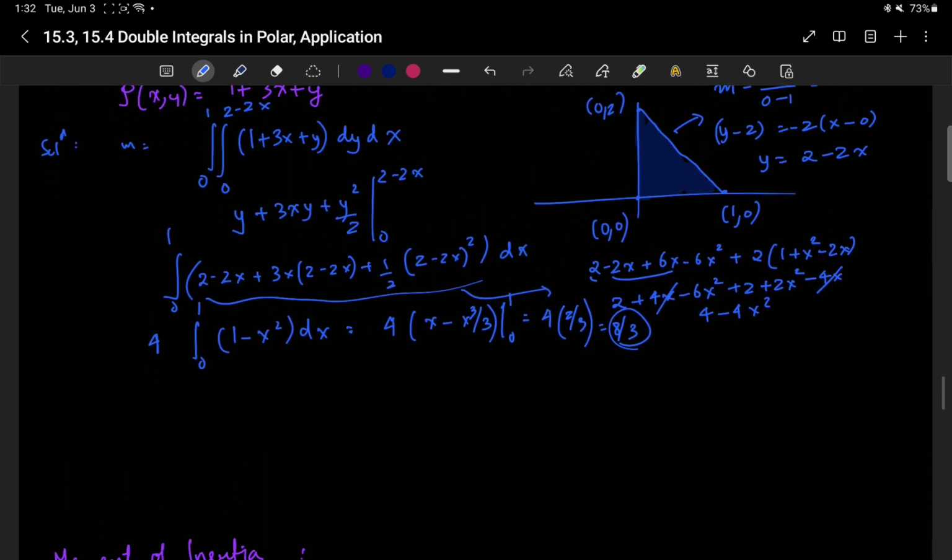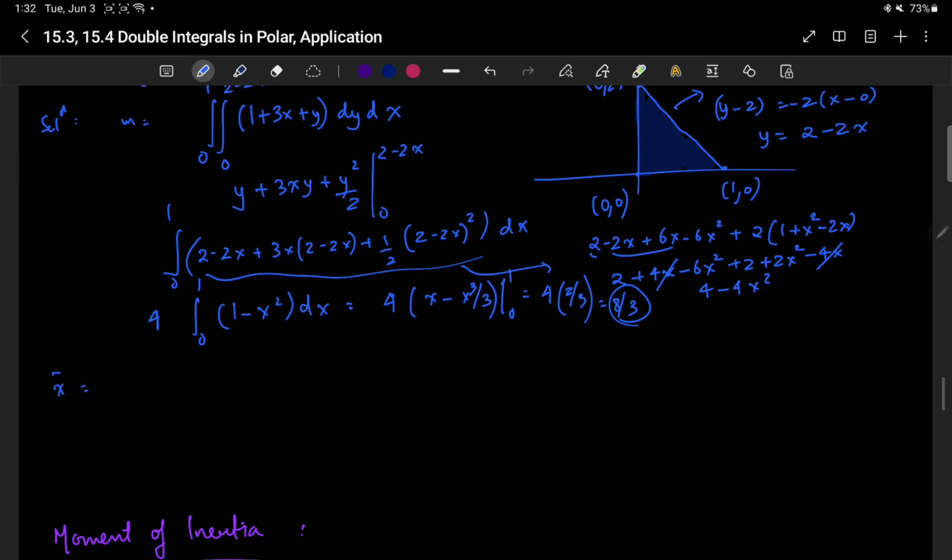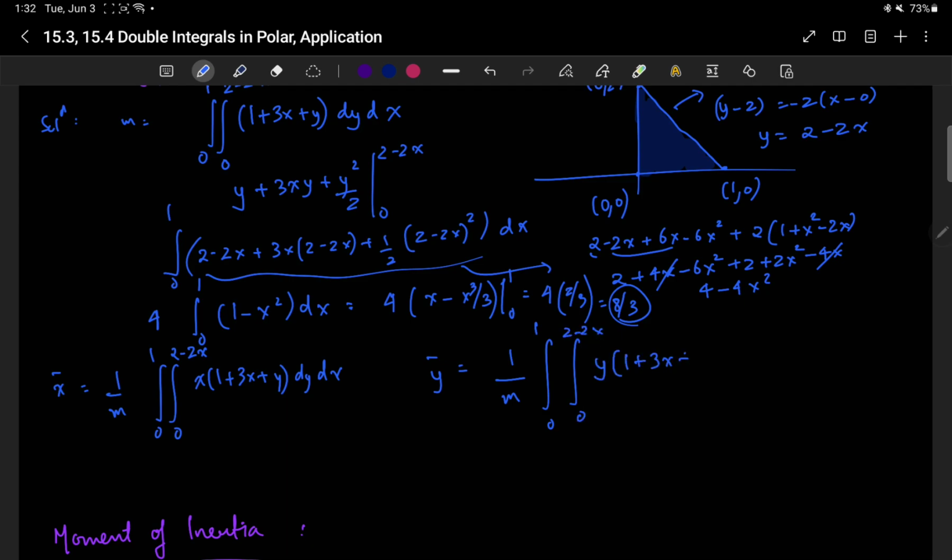Now, we need to find the center of mass. So for the center of mass, we will have a 1 over m. We will have a double integral of x times (1 plus 3x plus y) dy dx. And these limits are going to be the same, 0 to 2 minus 2x and 0 to 1. And for y bar, it will be 1 over m, 0 to 1, and 0 to 2 minus 2x, of y times (1 plus 3x plus y) dy dx. Again, the completion of this I'm leaving as extra credit that you can email me.